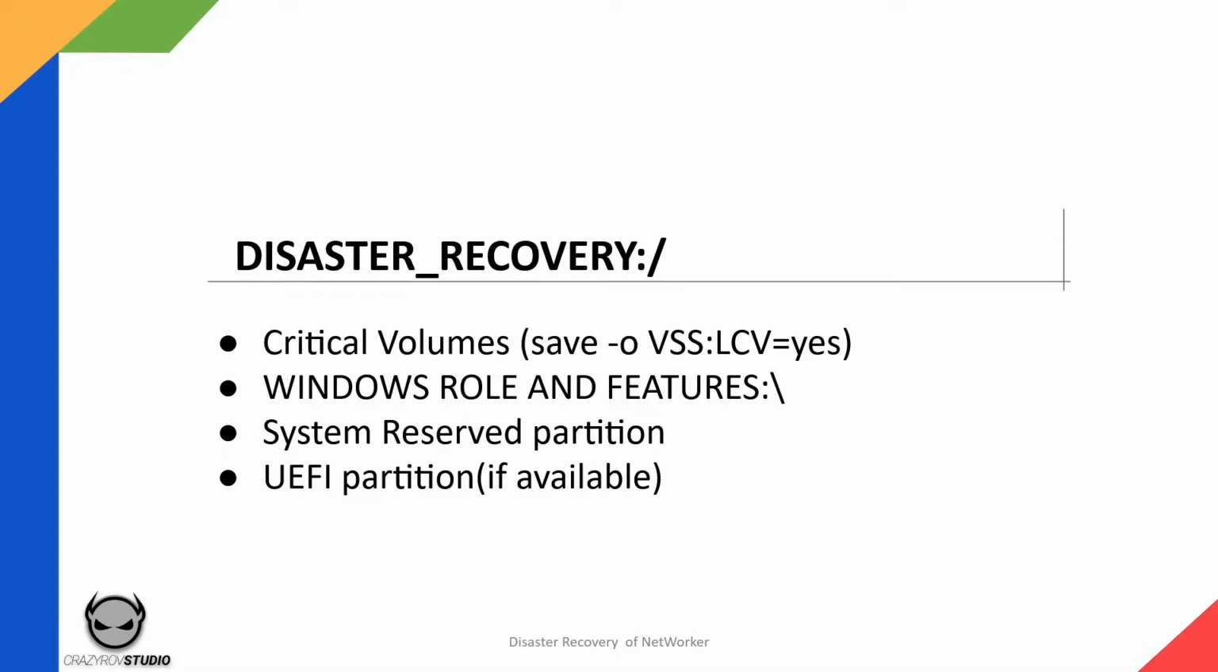So the main save set in NetWorker that supports BMR is DISASTER_RECOVERY. This is the save set that you might have seen whenever you run a file system level backup of your Windows machine with the save set as ALL. When the ALL breaks down, this is one of the components that is backed up as part of the ALL save set. The DISASTER_RECOVERY itself is made up of multiple components.